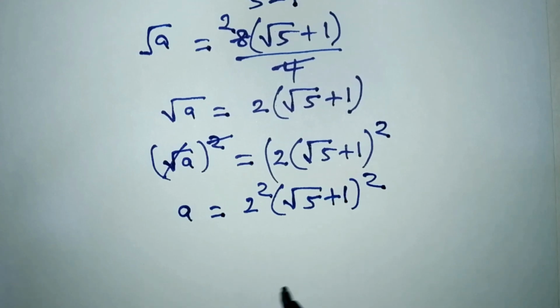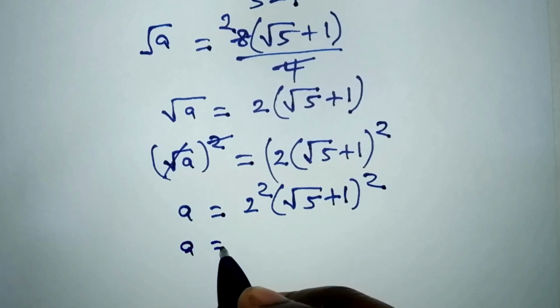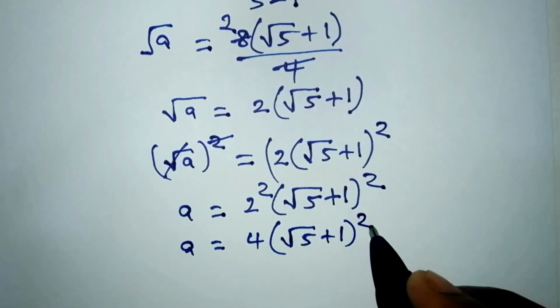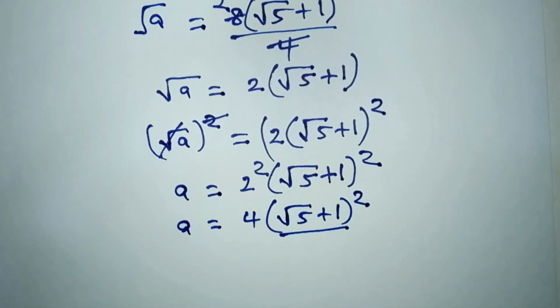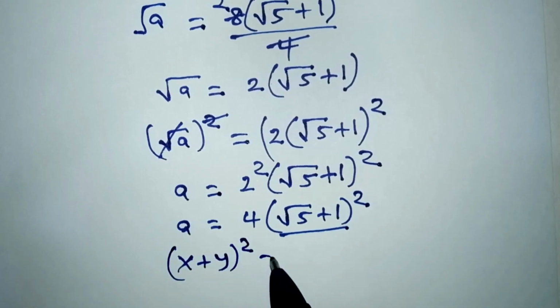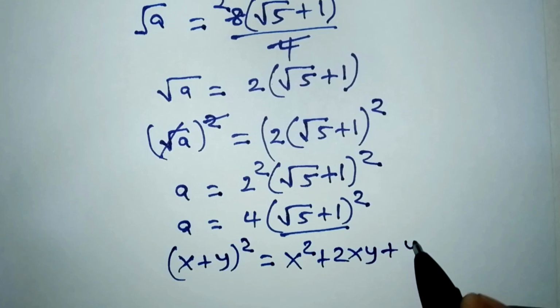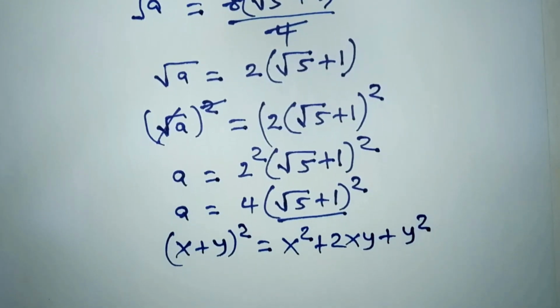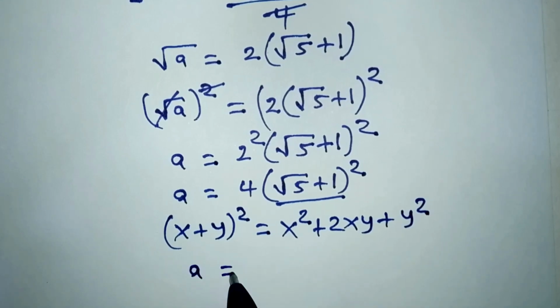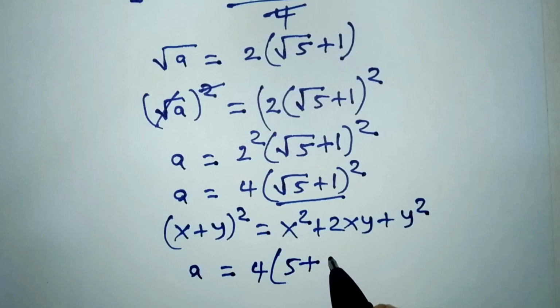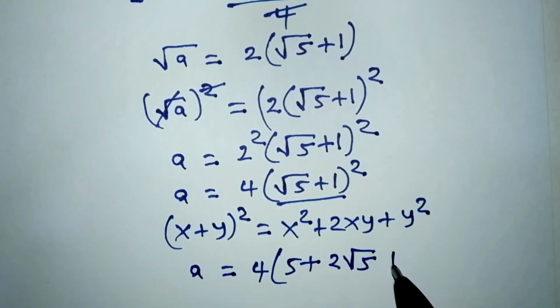Applying the identity, or we can say here a equals 4 bracket square root of 5 plus 1 squared, and applying the identity here on the right hand side, x plus y squared equals x squared plus 2xy plus y squared, will give us a equals 4 bracket 5 plus 2 square root of 5 plus 1.